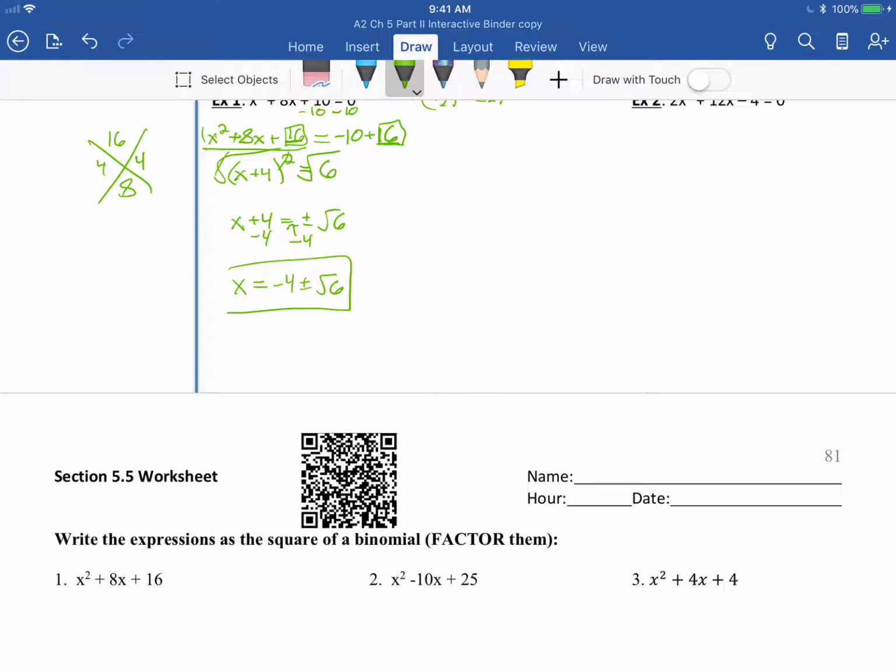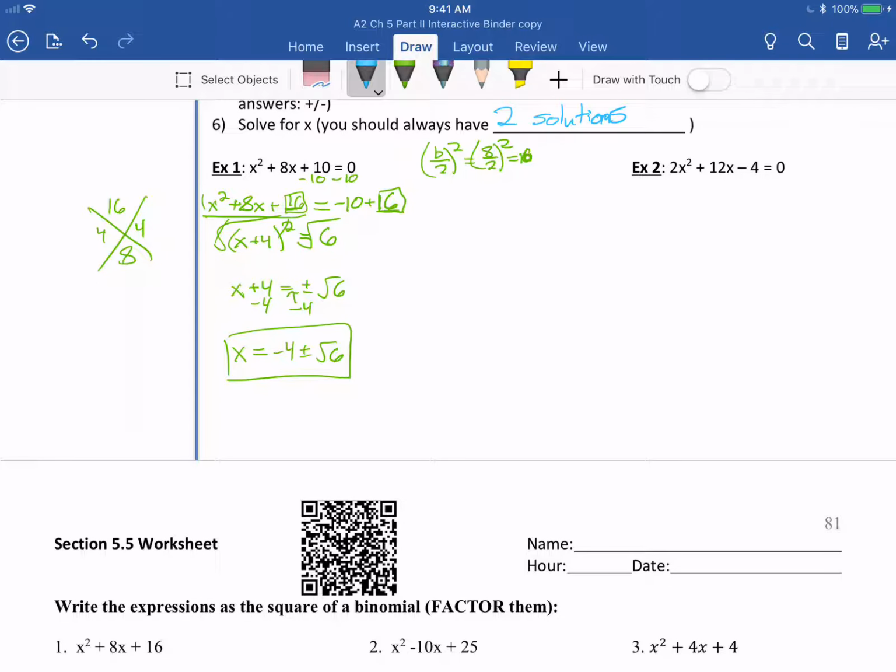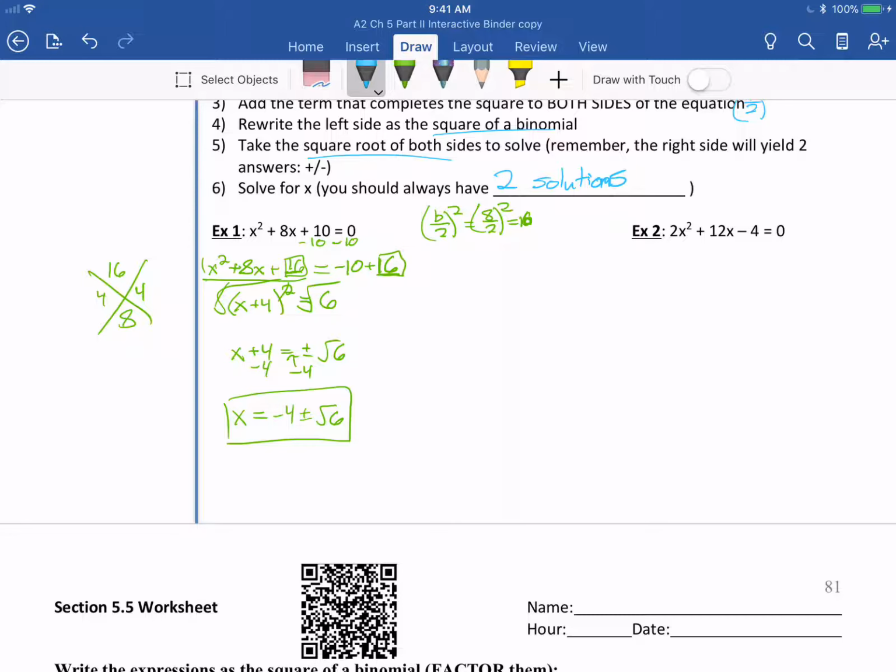All right, negative 4 plus or minus the square root of 6. So notice, that's not going to be a very nice number. The square root of 6 is not a very nice number, so you're going to end up with some decimals there. All right, so number 2 is a little bit different because it's got this a value that is not 1.